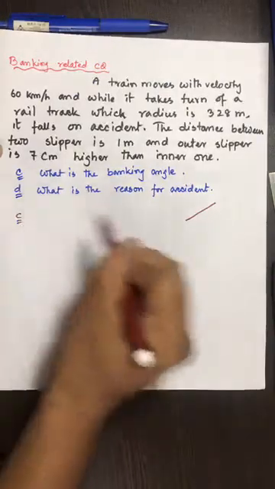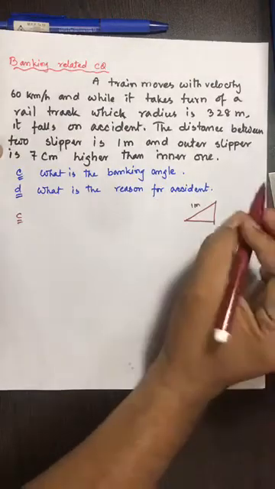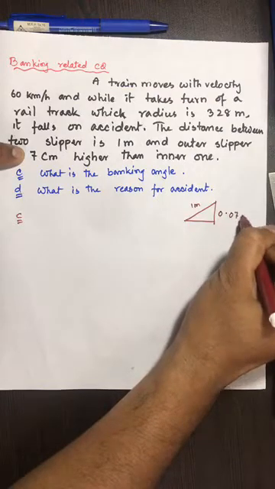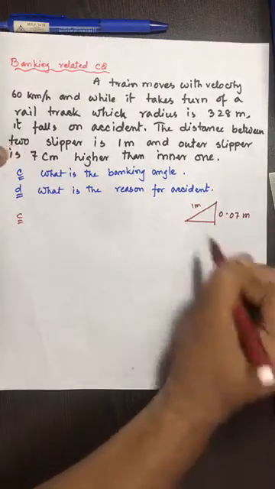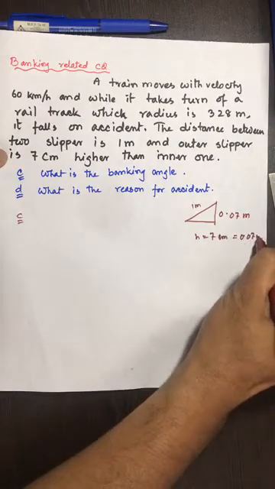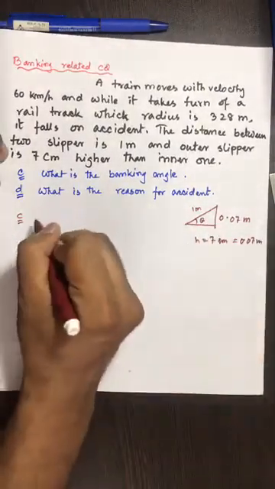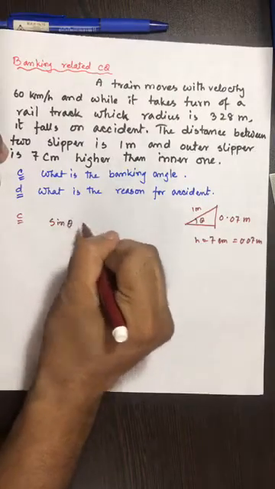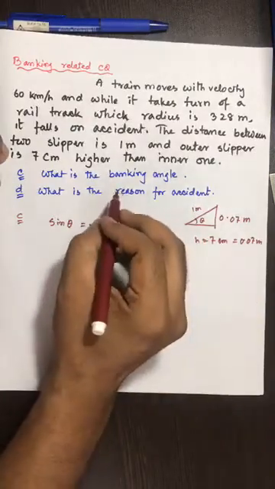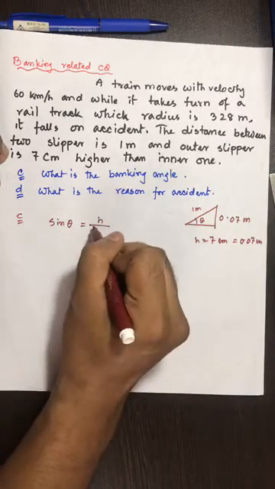So part C: 1 meter distance is given, and height is 7 centimeter. Take it to meter, 0.07 meter. Clear? We can use this in the angle formula of sine theta. Sine theta equals opposite by hypotenuse, so h by d.